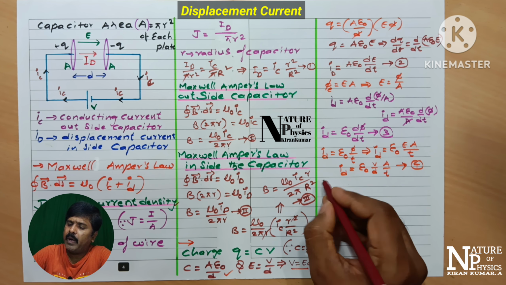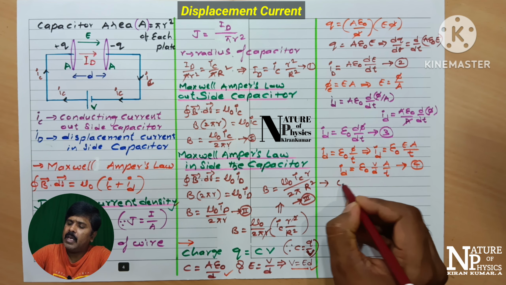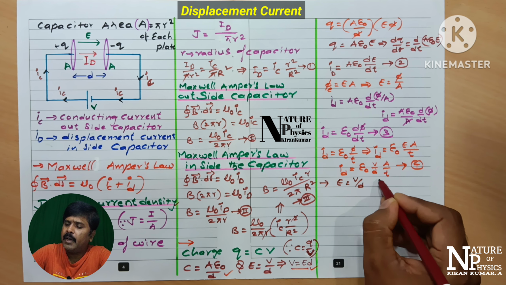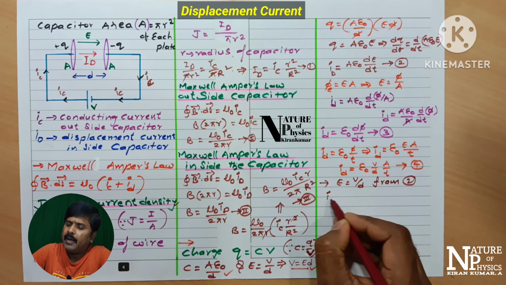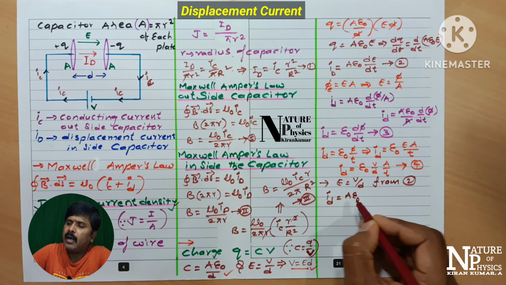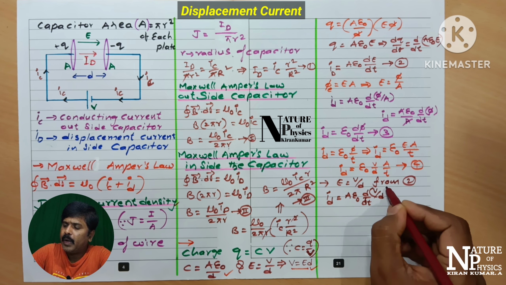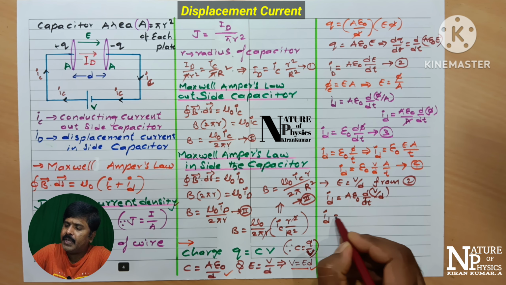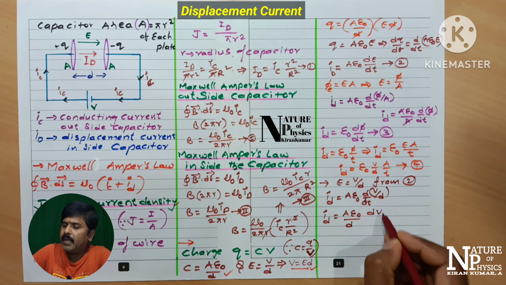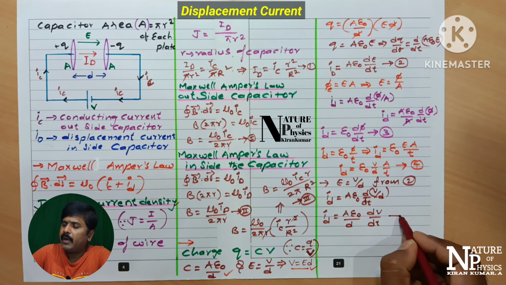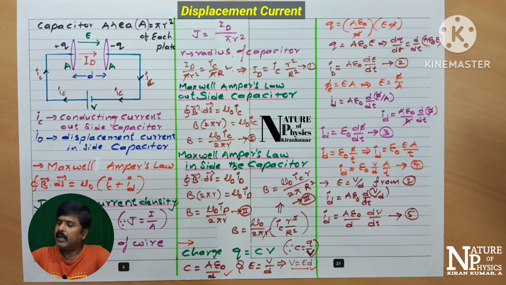And in continuation, next one is here, this is the second equation in which E value is replaced, E is equal to V divided by d. From equation number 2 I am writing, so that I d which is equal to A epsilon naught d by dt of V divided by d. In this equation, I d which is equal to A epsilon naught by d, the denominator is common, dV divided by dt. Now I can write this as equation number 5 for the displacement current.